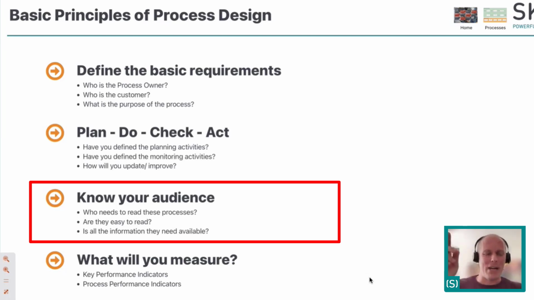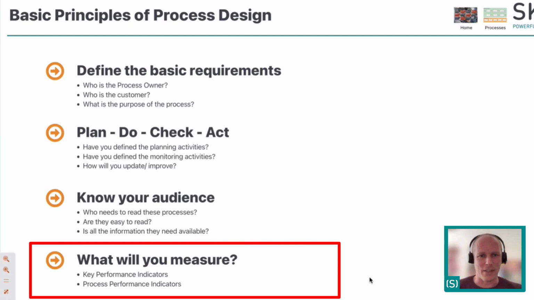So have in mind when you design this process, who's going to be reading them, and does the process include the information that they need to be able to do that. And then I talked about the measure part in plan, do, check, act. What is it you're going to measure? What are the actual numbers that you're going to measure as part of the process?